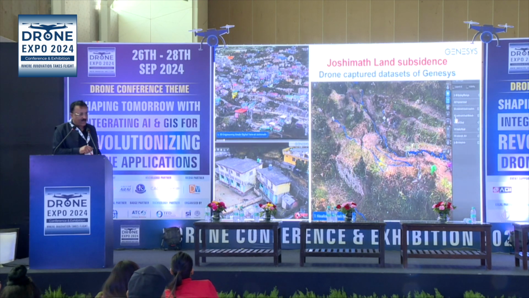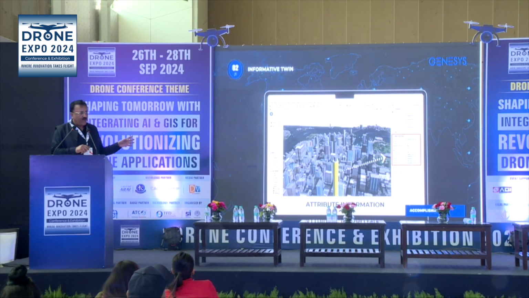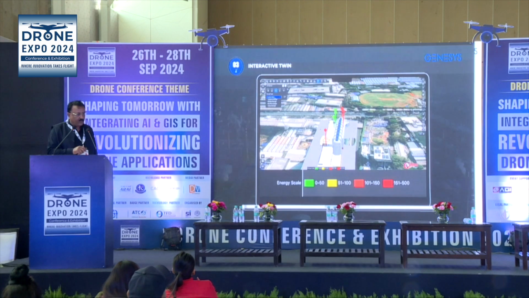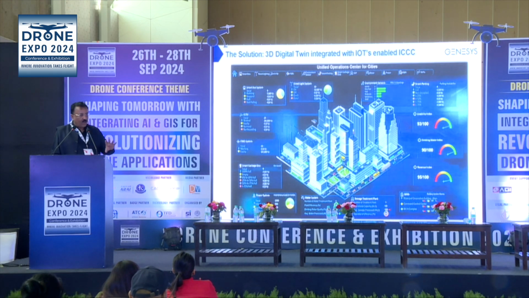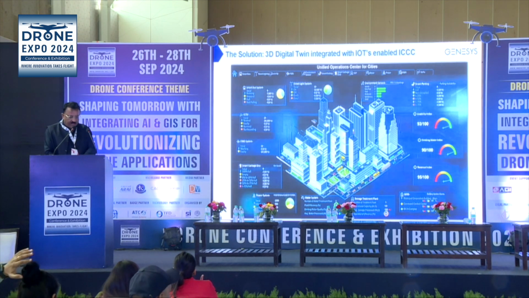So we are talking about the content part of it. We added the attribute information along with that. This is what we are talking about, the interactive, all the sensors are getting replicated. And this is how your integrated command and control system, different sensors when they talk to each other, and then finally comes, this is how you actually see it in the dashboard.